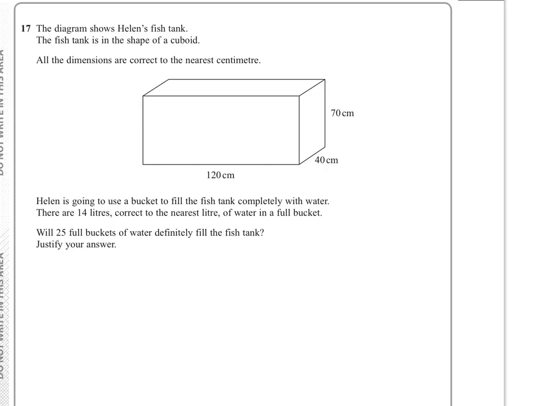Well, for question 17, the diagram shows Helen's fish tank, and I think on first sight, one common mistake would be to just do the volume of the tank would be 120 times 40 times 70, which would give you 336,000 centimetre cubes, and then divide that by 14 and then see whether the answer would be okay. But that's not what this is asking here.